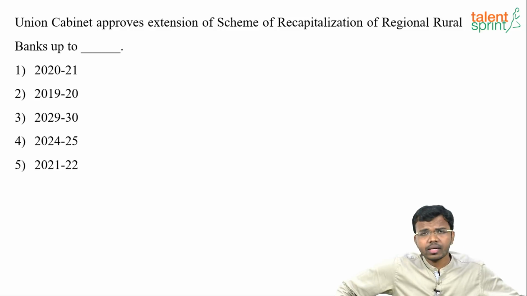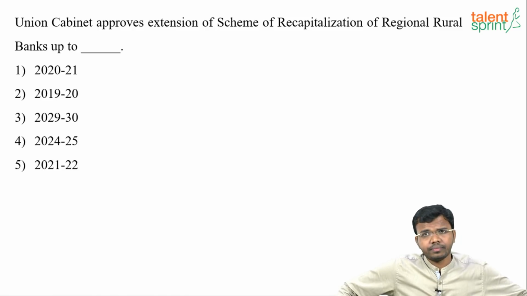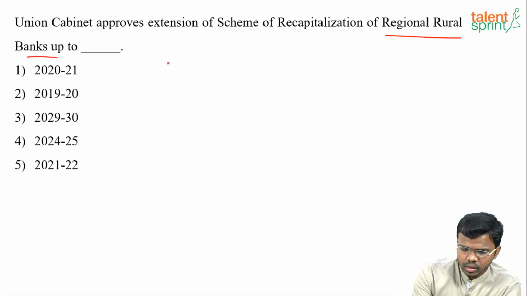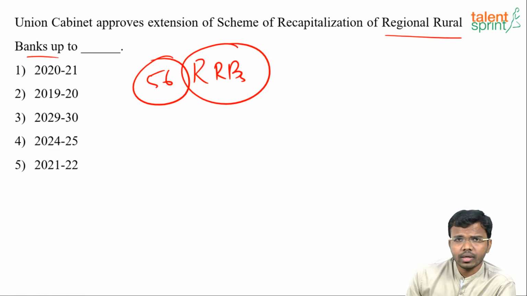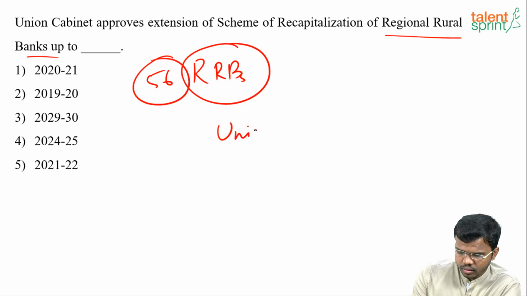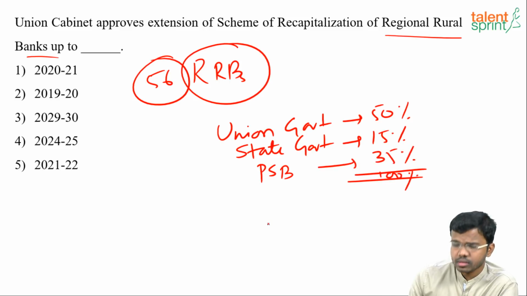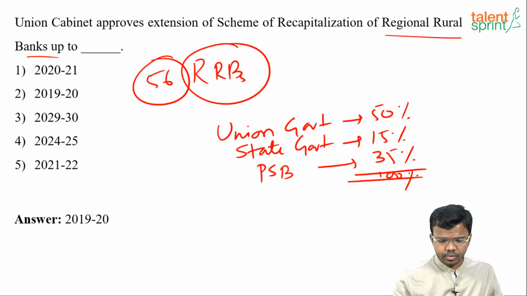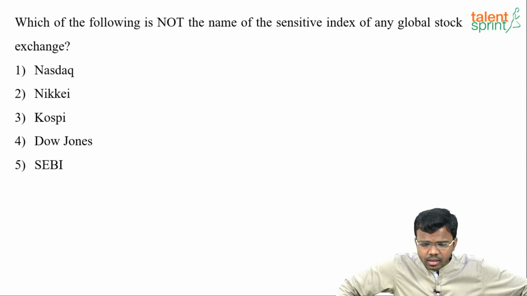The next question, Union Cabinet has approved extension of the scheme of recapitalization of regional rural banks up to which year? Regional rural banks. We have 56 RRBs in India. Okay, the first RRB is Prathama Bank. Union government has 50% share. State government has a 15% share. Public sector bank has a 35% share. Total 100%. Yes, it was extended up to 2019-20.